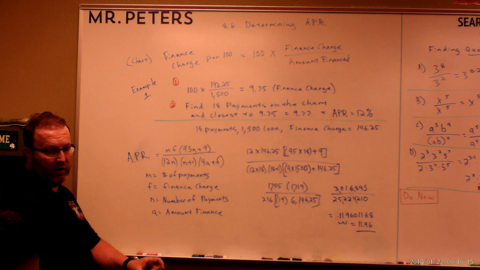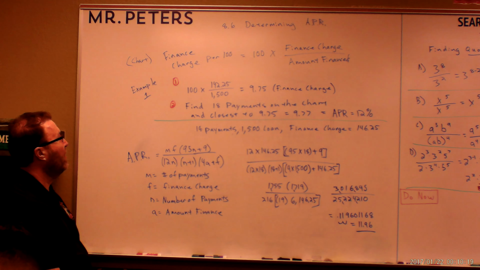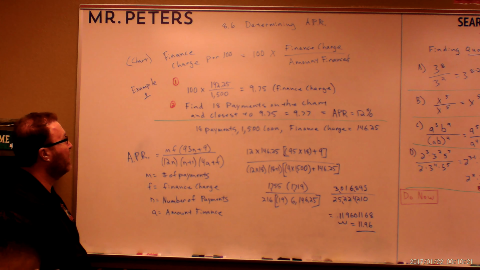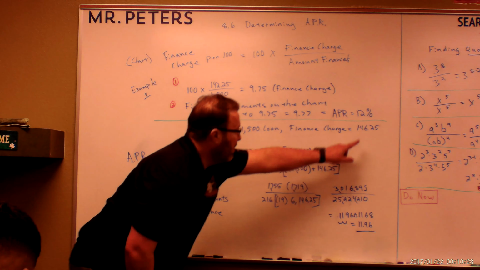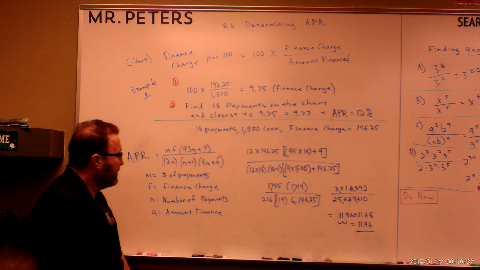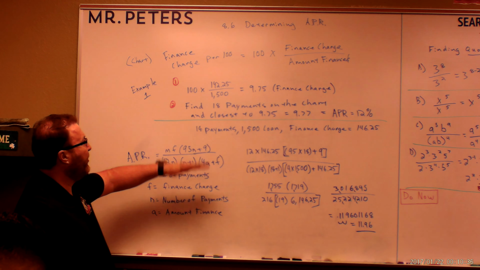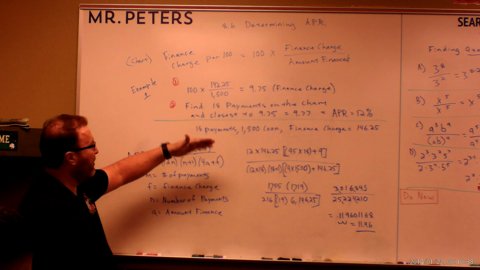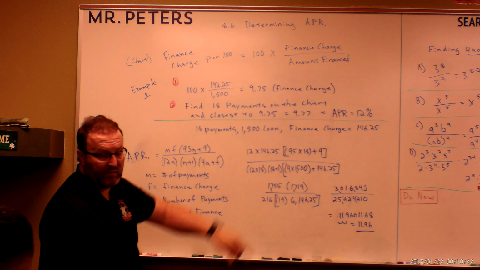You have a table that's on your chart. Jason, go ahead and read number one for me. Juan Norris obtained a $1,500 installment loan to buy a racing bicycle. The finance charge was $146.25. He will repay the loan in 18 monthly payments. What is the APR? Okay, now if you notice, both of these examples use the same data. 18 payments, $1,500 loan, finance charge $146.25.